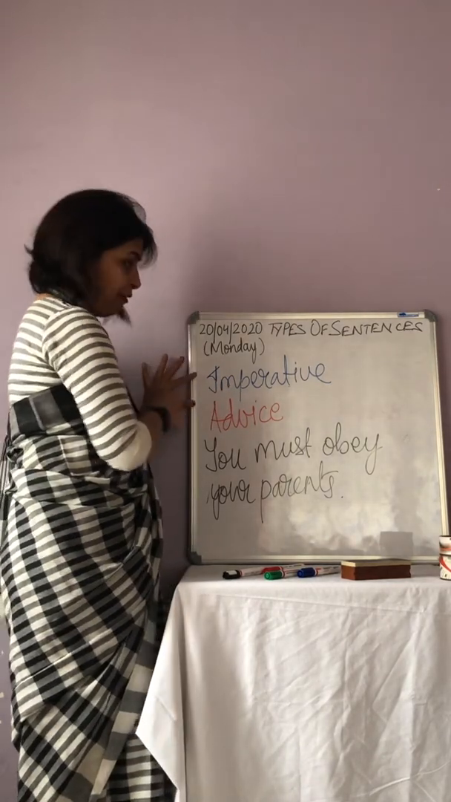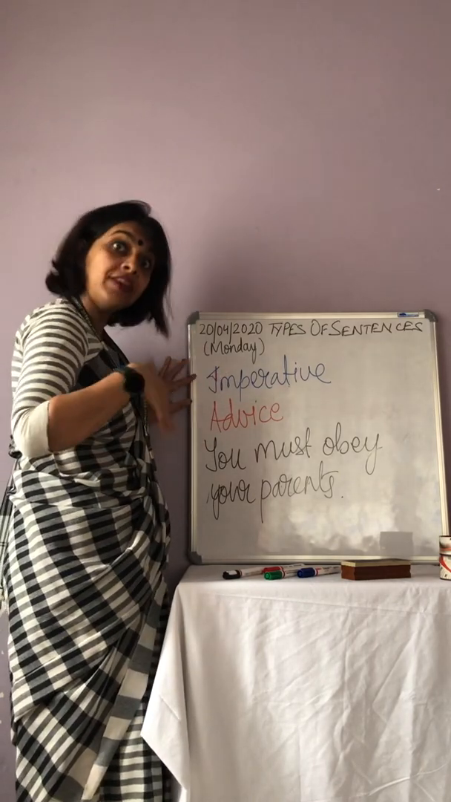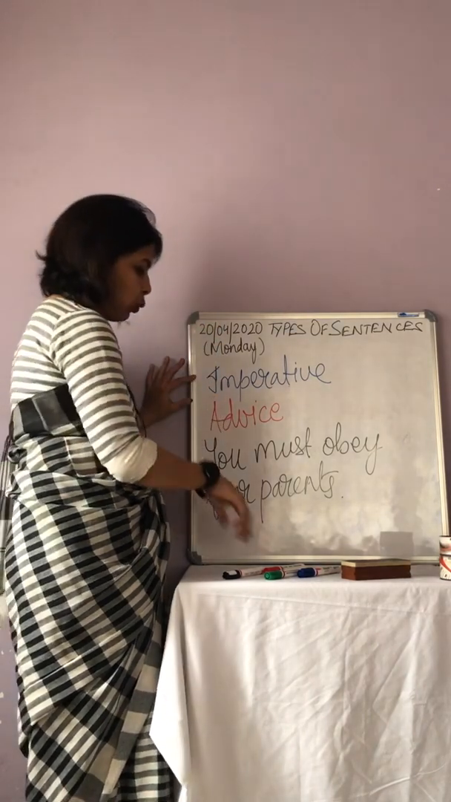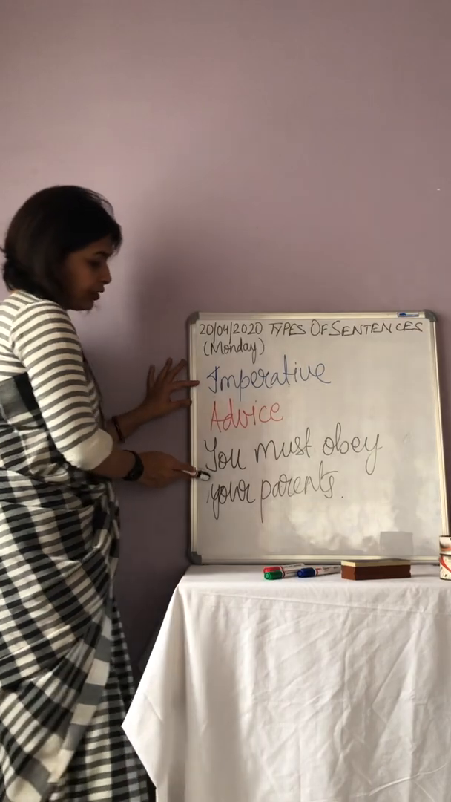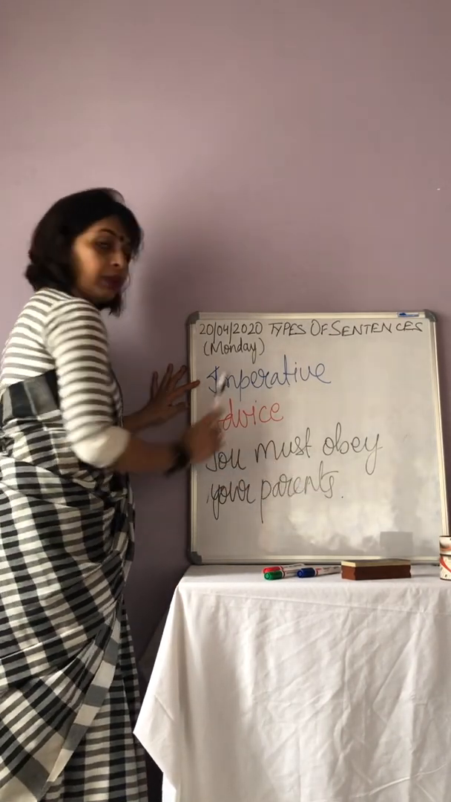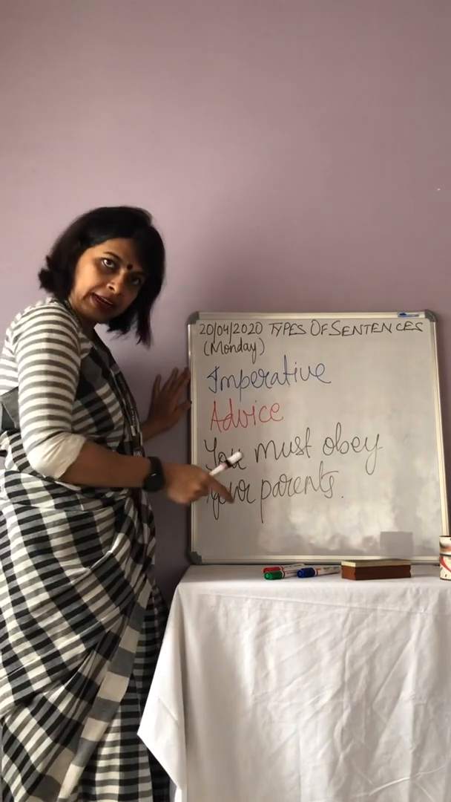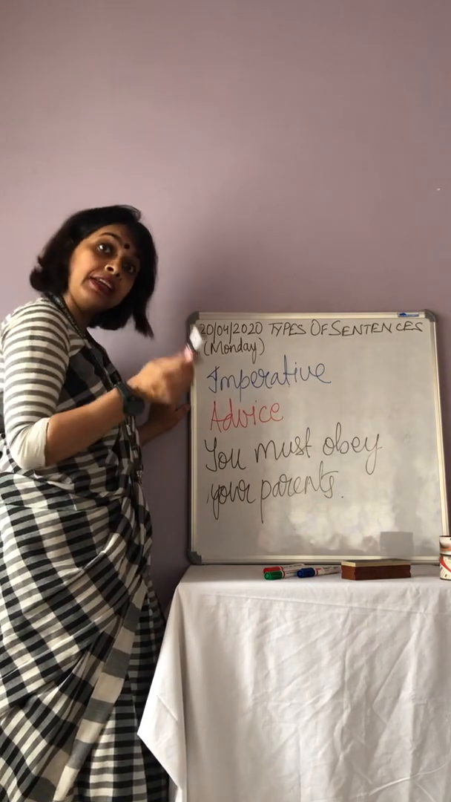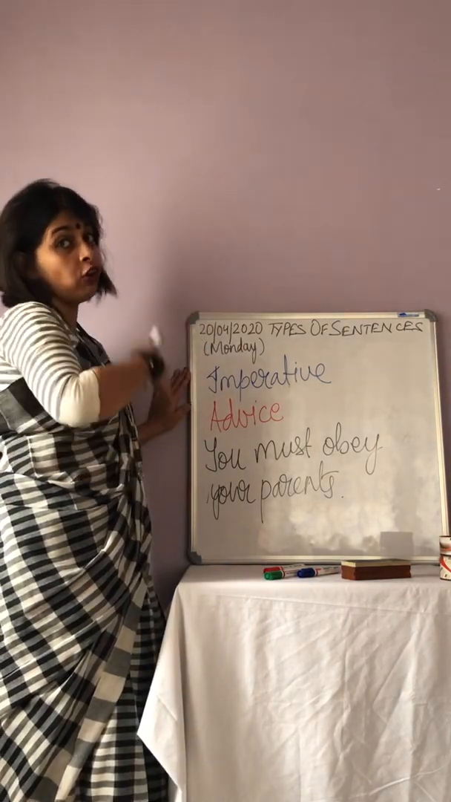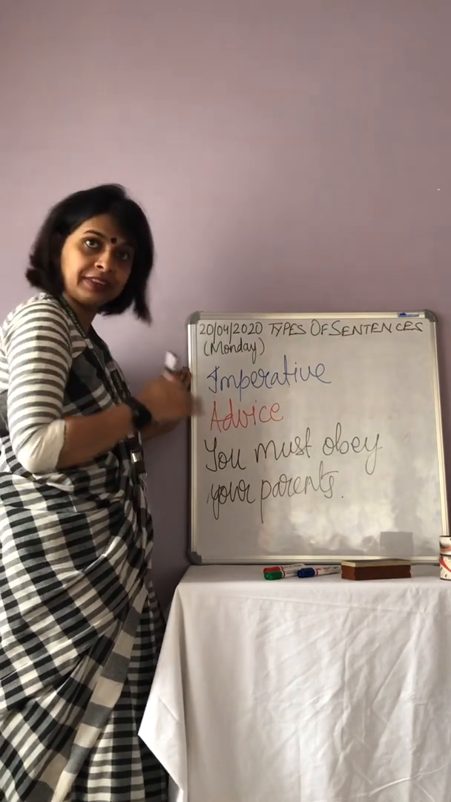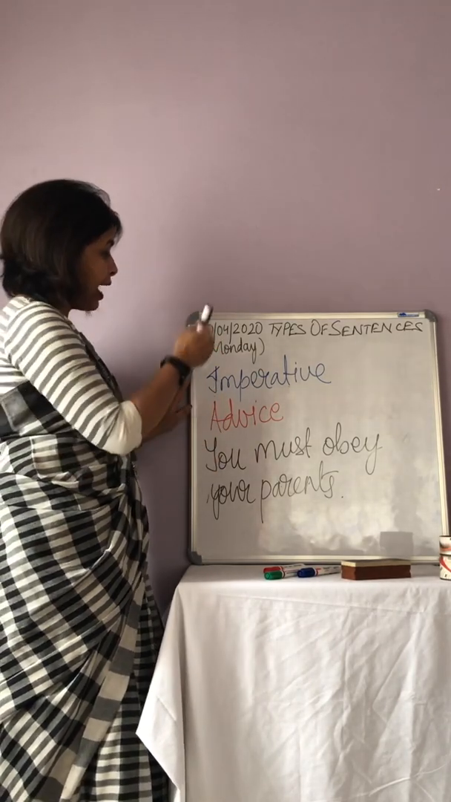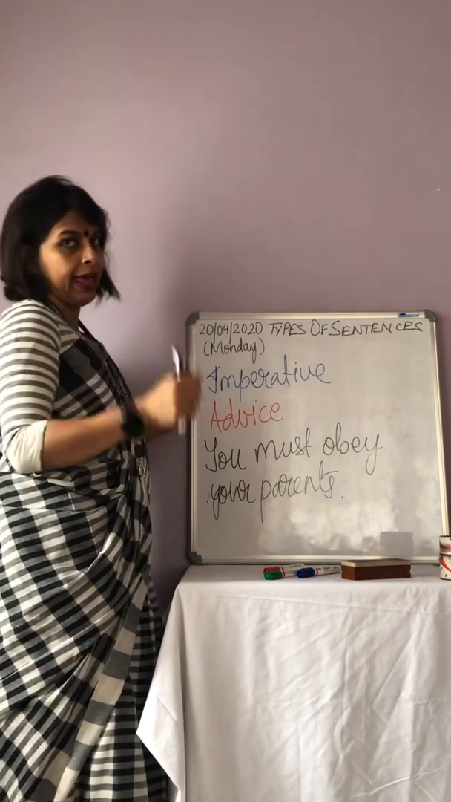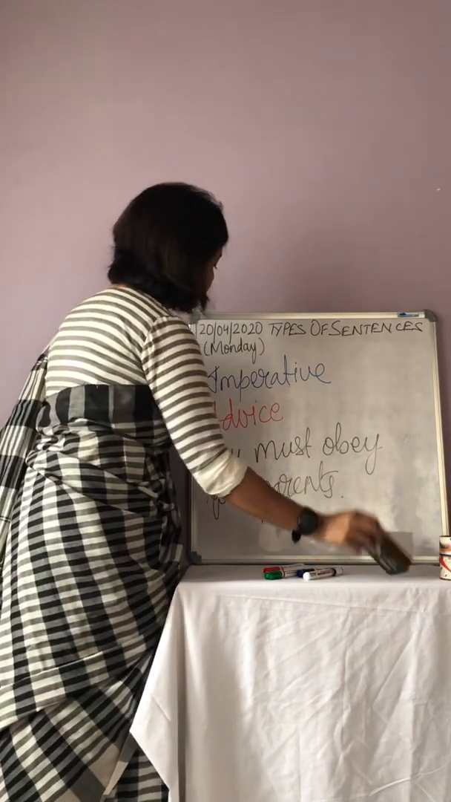Alright? So now, advice. You must obey your parents, wherein you're telling somebody with authority. You must do that. You shouldn't do that. So what is the rule again? Again, the first letter is capital and it ends with a full stop. So we are aware of what is a declarative sentence, which is also known as an affirmative or assertive. What is a positive and a negative, which is falling under declarative. We also know what is an interrogative sentence, isn't it? I have explained. And now we know what are the imperative sentences: request, order and advice. Alright, children?